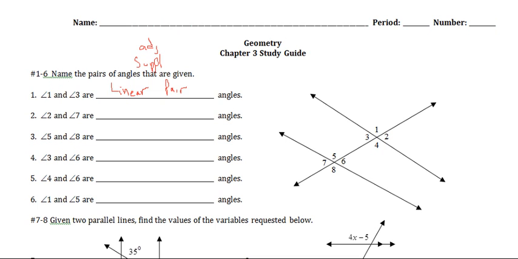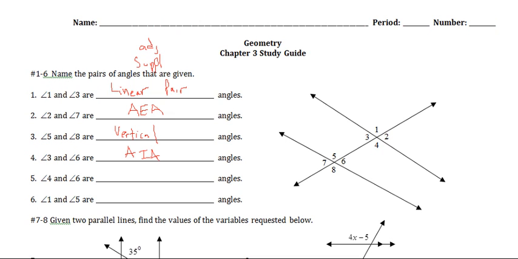2 and 7, they're on the outside, they're on opposite sides, alternate exterior angles. 5 and 8, you can abbreviate, they have it here. 5 and 8, they're across from each other right there, and we call those vertical angles. 3 and 6, they're on the inside, and they're on opposite sides, alternate interior angles.